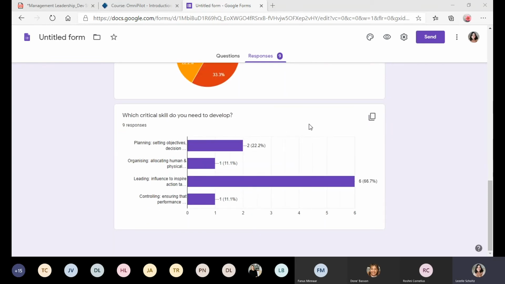Let's see, which critical skill do you need to develop? So, wow, leading the way there is leadership. Leading and influencing to inspire your team to action. All right, and then we have planning, setting objectives, making decisions, and then we have equal results for organizing and controlling. And obviously what stands out there is the leadership aspect. And that is really true in the current environment that we are working in.